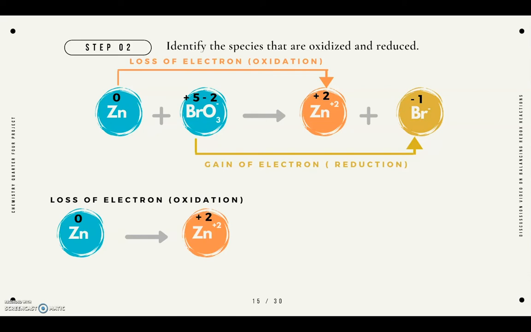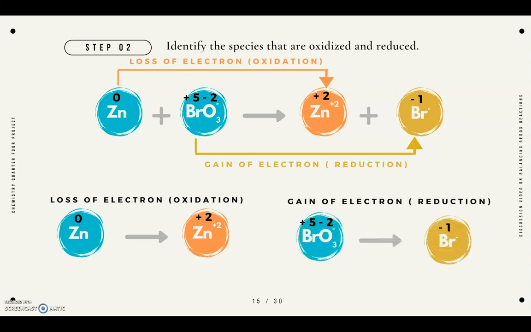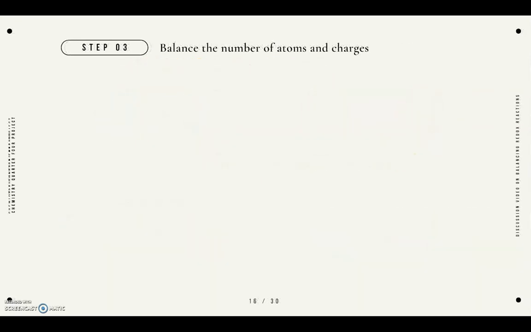As for the reduction half reaction, we will have a half reaction as shown, since BrO3 minus is being reduced into Br minus 1. Moving on to step 3. After separating the redox reaction into its half reactions, we will first balance the atoms for each half reaction, followed by balancing the charges. The order for balancing the atoms is as follows.